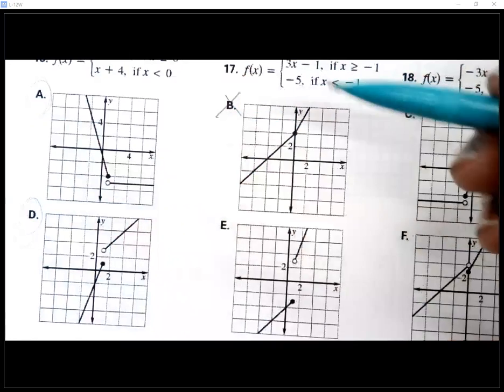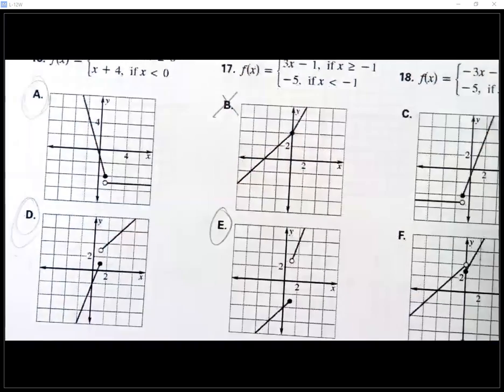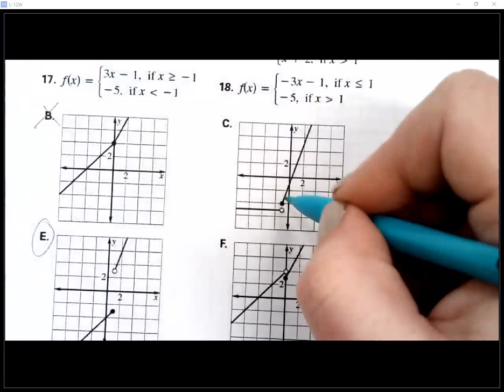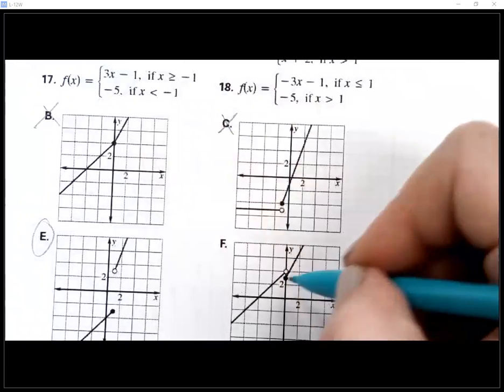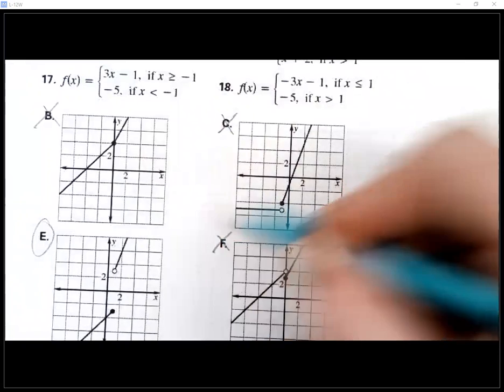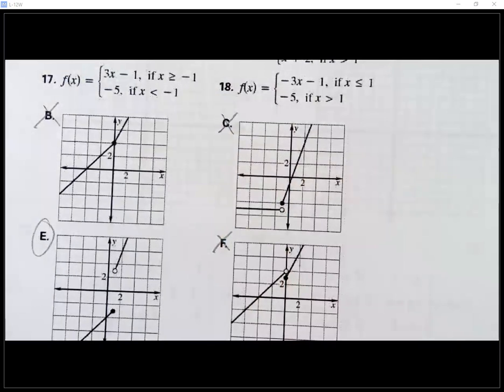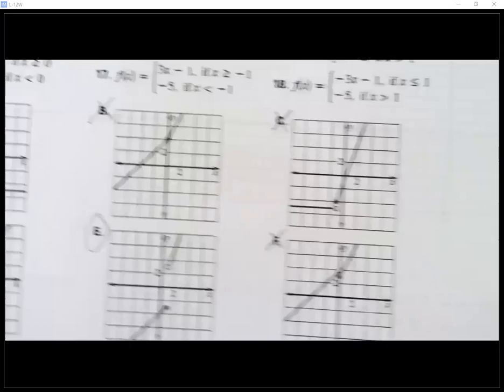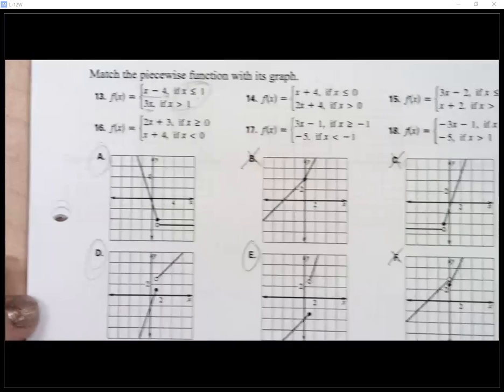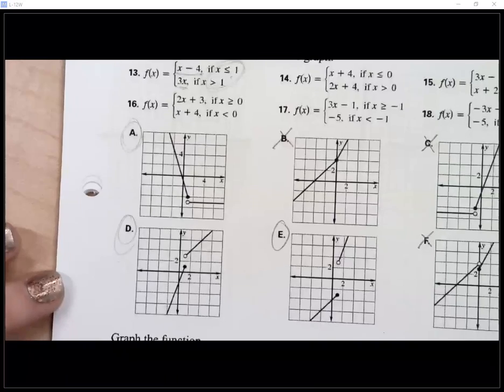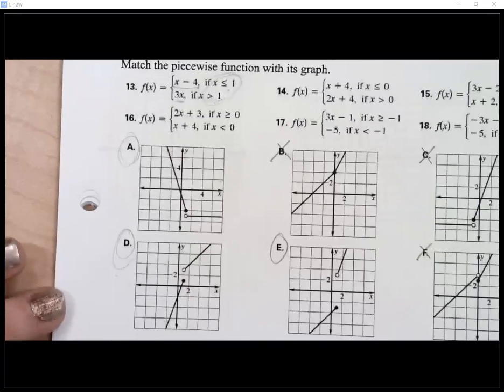E is. C is not though, right? That change is happening at -1. And F, again, that one's happening at 0. So already we've narrowed our pool down quite a bit, by half. Now we just have to figure out which of these 3 graphs actually represents what is being said right here.